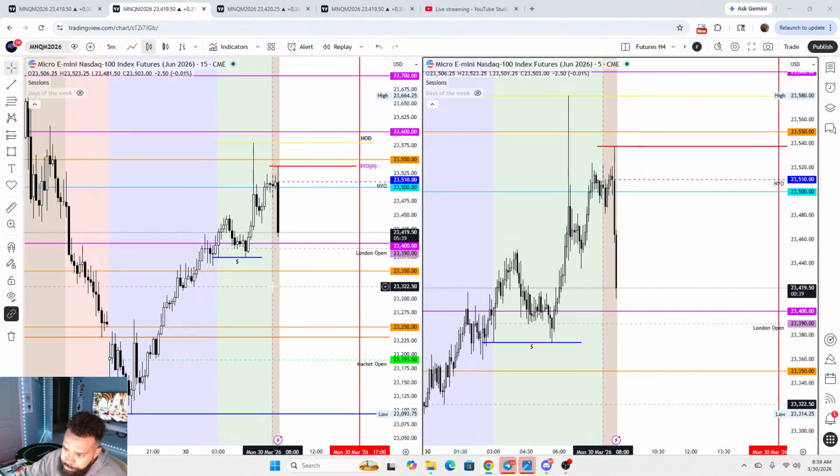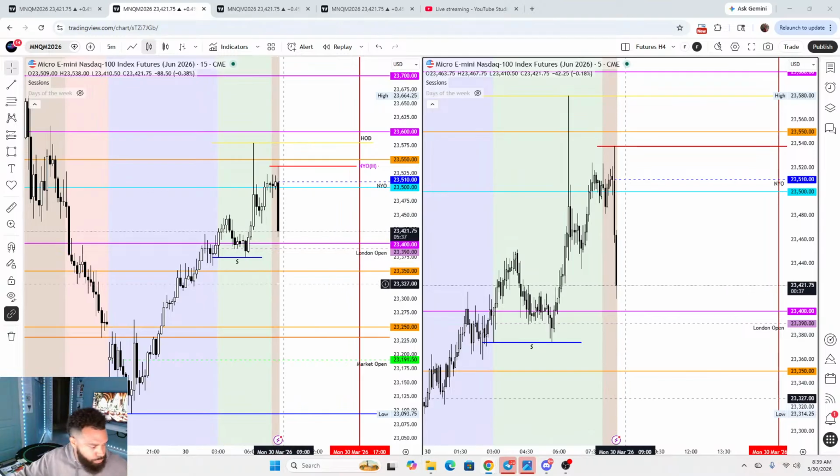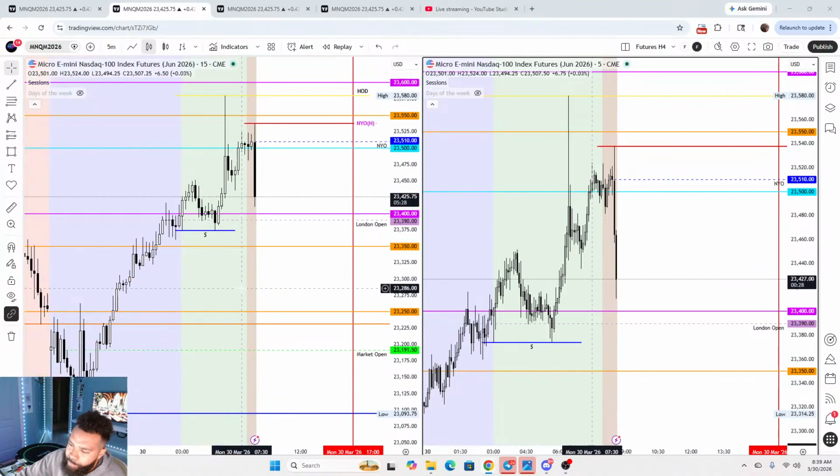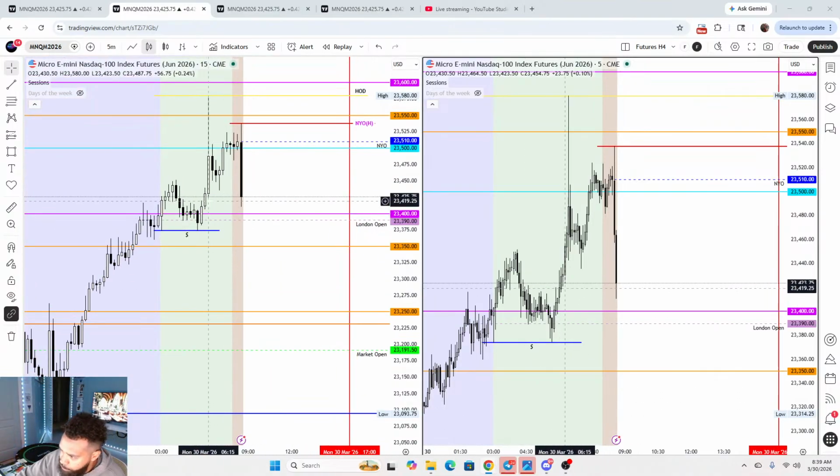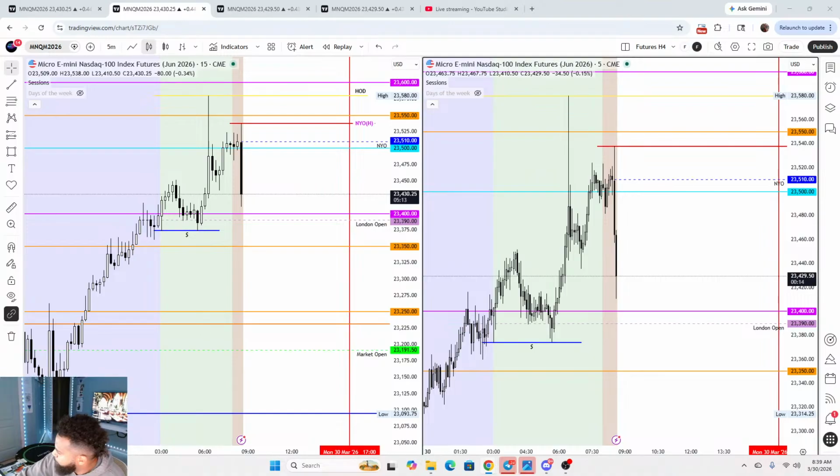Beautiful sell side there. All right, so now we're starting to fill this little small inefficiency here. There's also one here on the 5. There's also a break of structure for the sells. So I'm going to be watching that 1 minute to see if we get the shift in price delivery, because I would like to play something back up in that situation, okay?